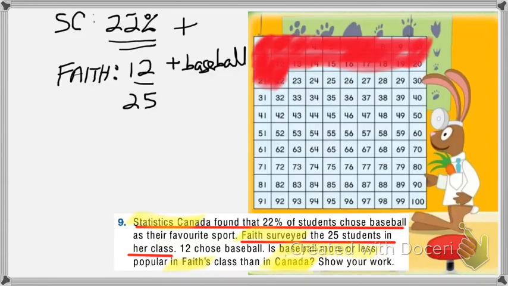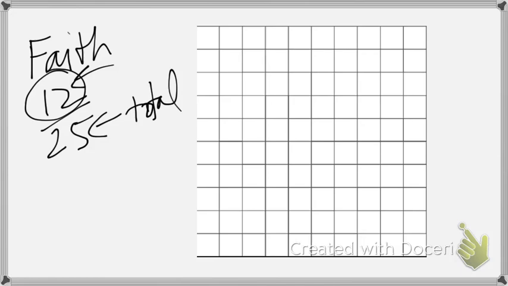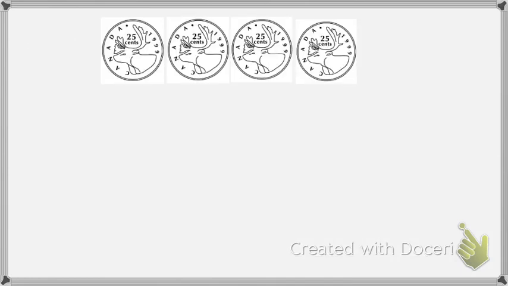Now, what was Faith's class choice again? 12 out of 25. So if Faith's class represents the number of students that love baseball or like baseball as 12 out of the total number of students, how do we use that to represent it on a grid? 12 out of 25. There's a hint up on the screen.